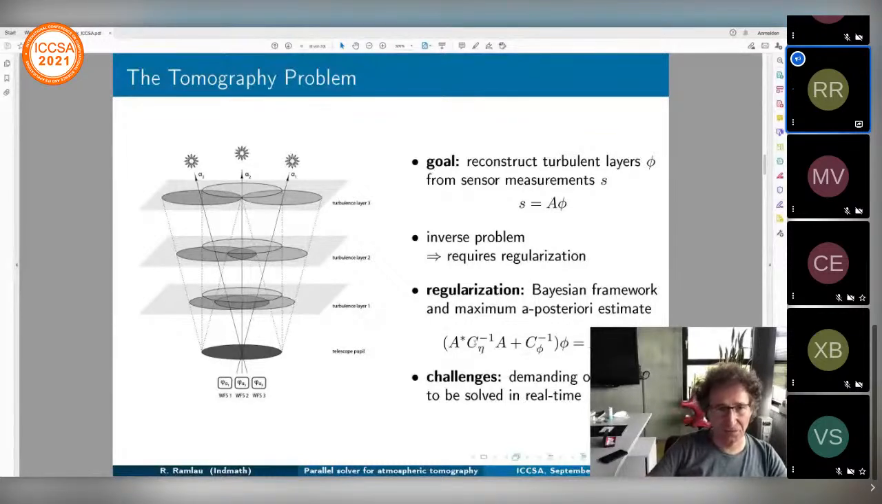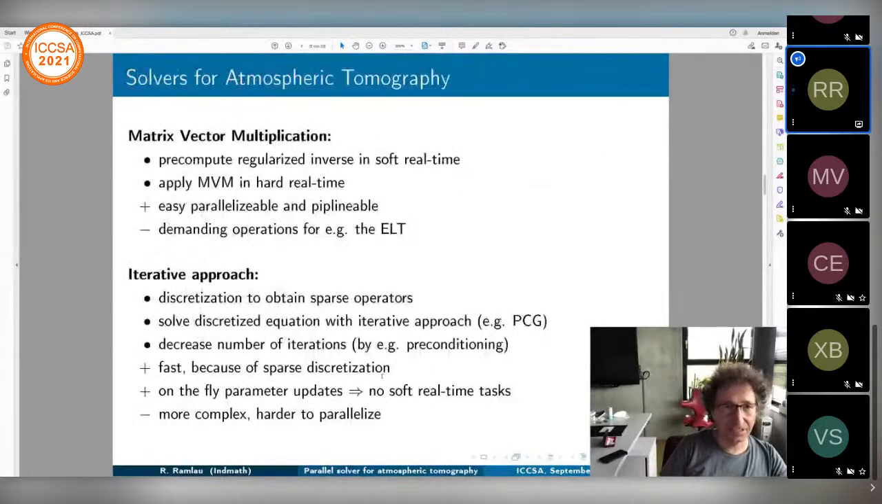So we have to do a very sophisticated implementation. And the solvers that we actually look at for atmospheric tomography are, first, the one that ESO, the European Southern Observatory, actually prefers. It's kind of a matrix vector multiplication. So what you do is you have your forward operator, that's the A that I presented before. That's a huge matrix. You pre-compute a regularized inverse in soft real time. So you do that not in hard real time. And then you have the inverse and you apply this inverse to your data.